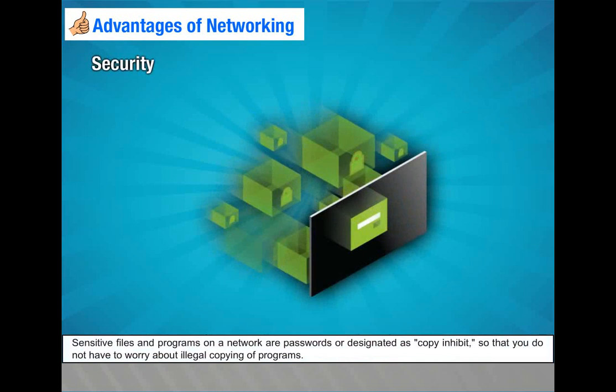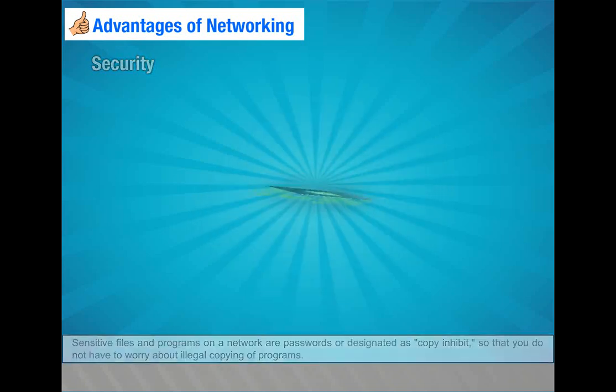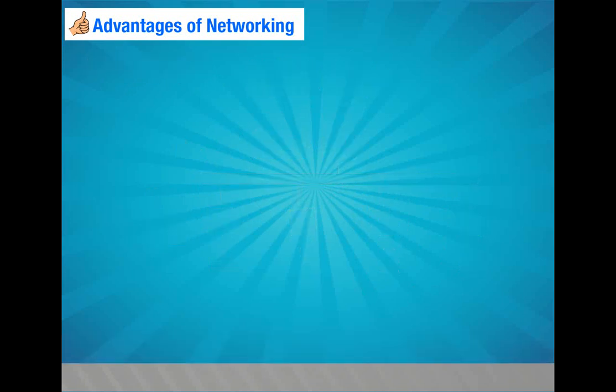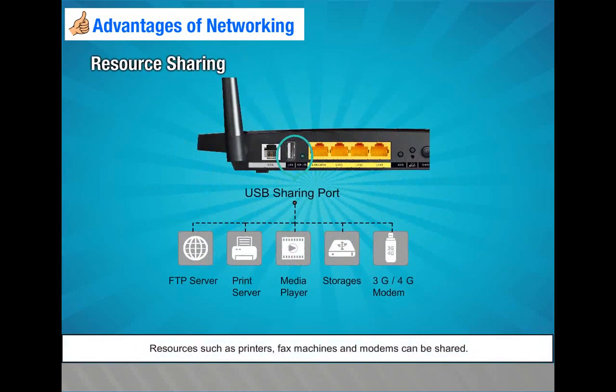Security. Sensitive files and programs on a network are password protected or designated as copy inhibit so that you do not have to worry about illegal copying of programs. Flexible access. Access some files from computers throughout the firm. Resource sharing. Resources such as printers, fax machines, and modems can be shared.